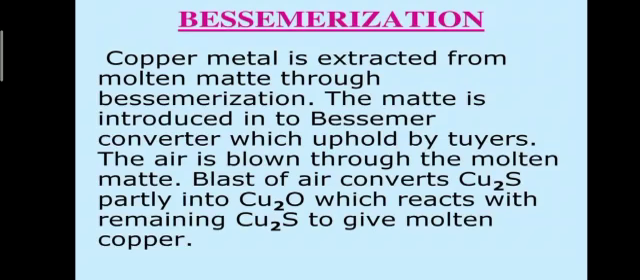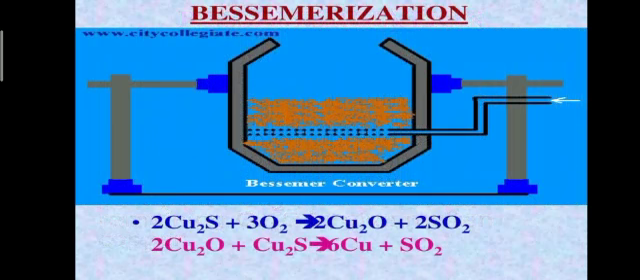The matte is introduced into the Bessemer converter, which is held up by tuyeres. The air is blown through the molten matte. A blast of air converts copper sulfide partly into cuprous oxide, which reacts with the remaining copper sulfide to give molten copper. Here is the example of Bessemerization. The copper sulfide reacts with oxygen and forms cuprous oxide plus sulfur dioxide. Similarly, cuprous oxide combines with copper sulfide to form copper and sulfur dioxide.